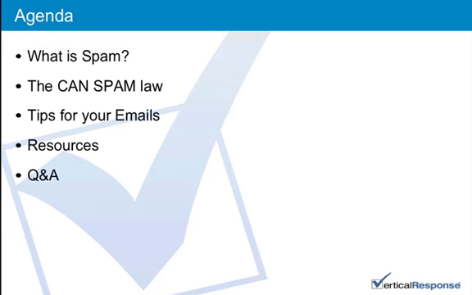So with that, let's go ahead and take a look at what we're going to do today. First of all, we're going to go through what is spam and the CAN-SPAM laws. You might be familiar with these, but I want to make sure everyone understands why these exist and why they're important. Then we're going to go through tips for your emails. We're going to start at the top, at the from label, and work our way through some of the things to avoid in your email to help get it into the inbox. As always, we have some resources for you, and then, of course, there will be time for Q&A.